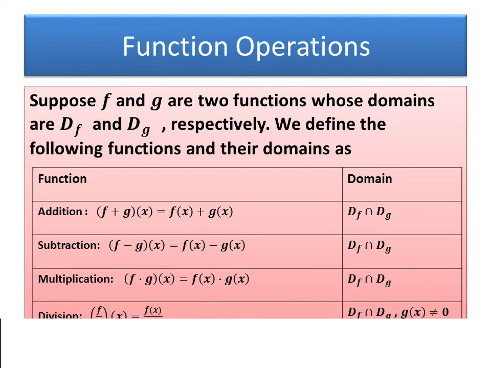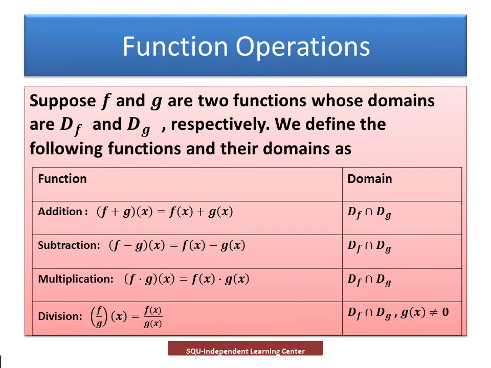The fourth function is f divided by g of x. This is equal to f of x divided by g of x. The domain of this function is the intersection of the two domains df and dg. But here we have to add one more condition, which is the denominator should never be equal to 0, meaning the domain of this new function is df intersection dg and g of x is not equal to 0.